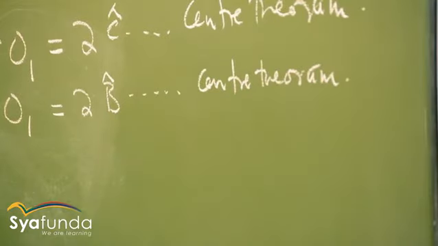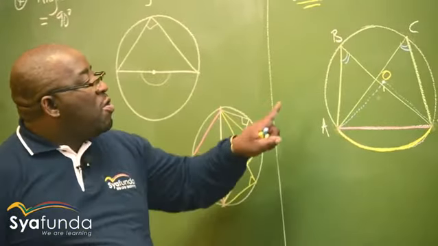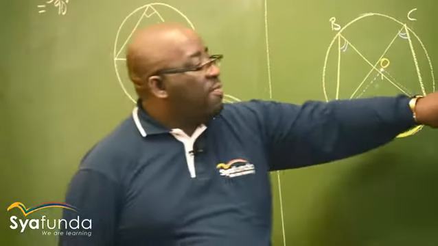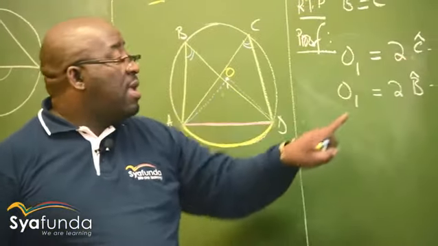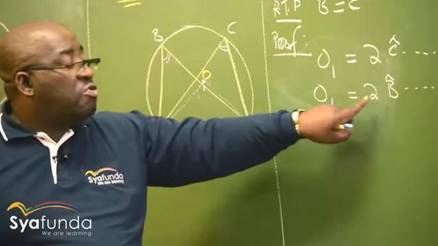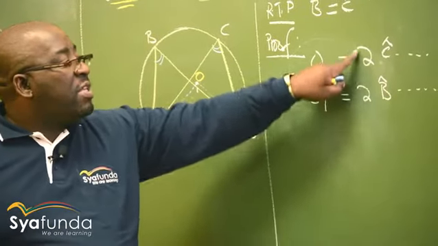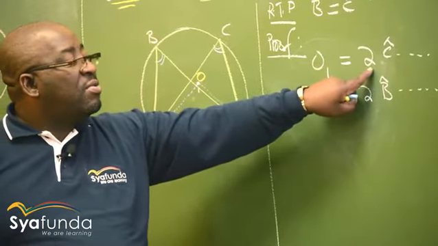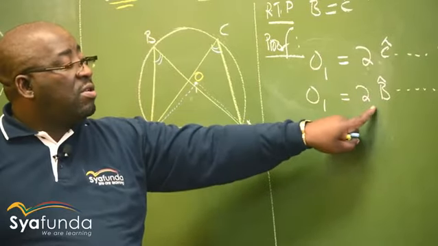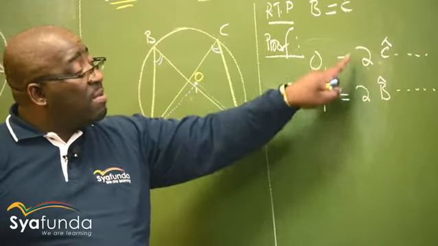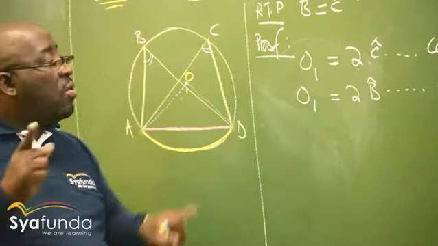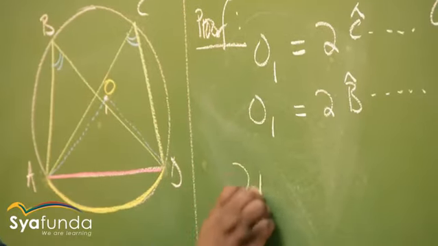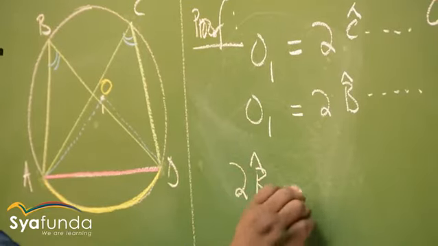Right. Look here. What is angle O1? Angle O1 is equal to 2 angle C. At the same time, angle O1 is equal to 2 angle B. What can you say about these 2 angles? They're the same, because they are both equal to O1. So we can safely say that angle 2B is equal to angle 2C.